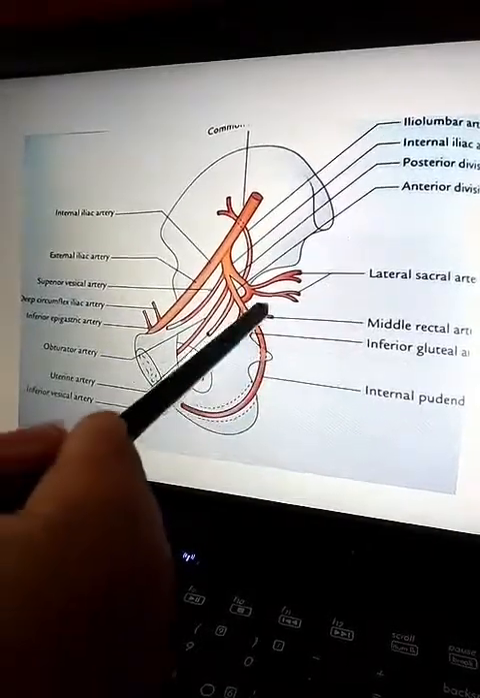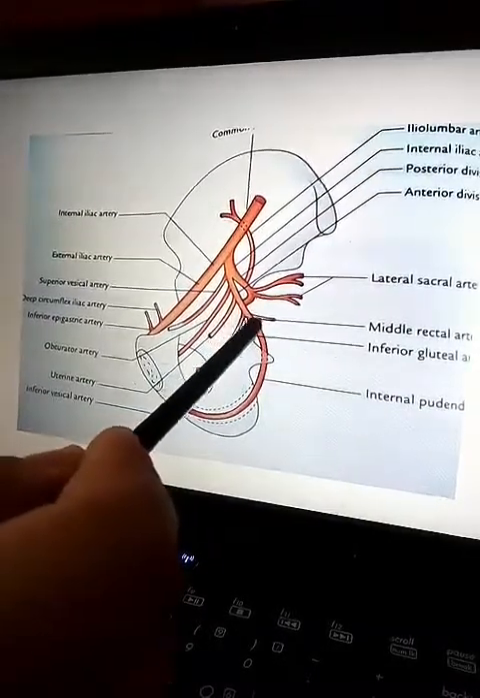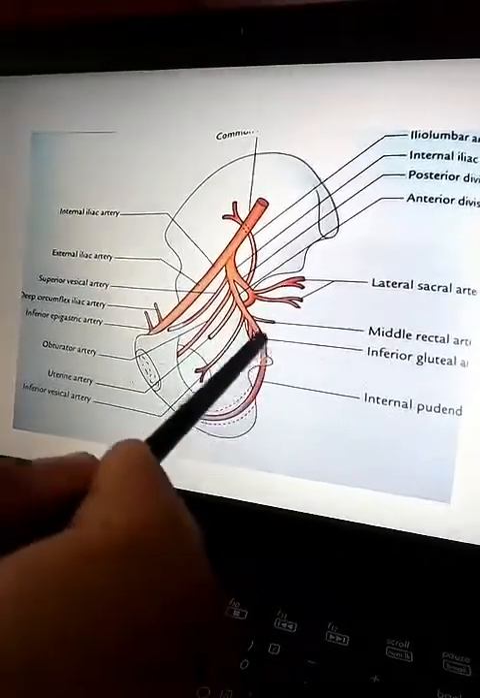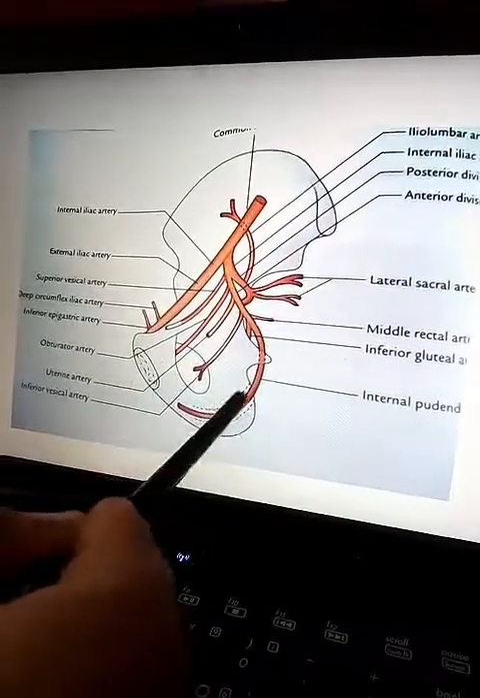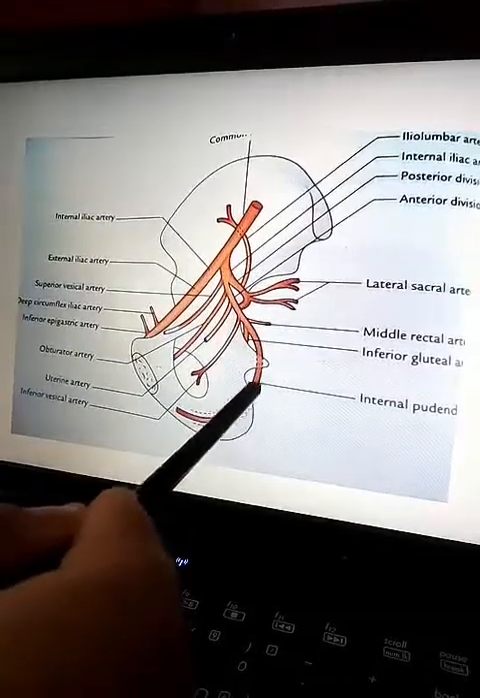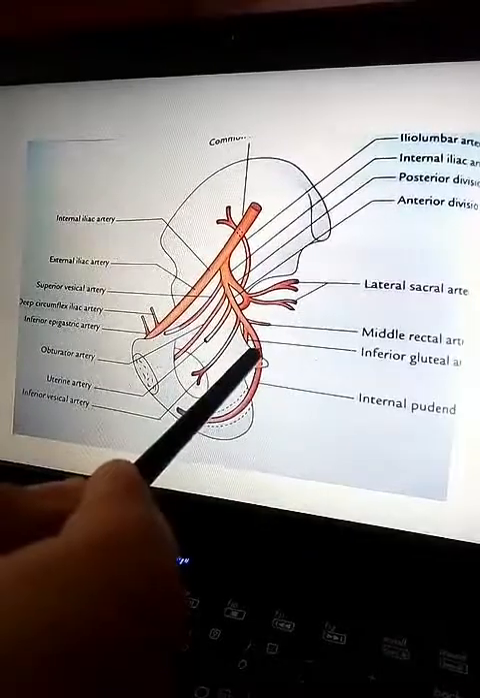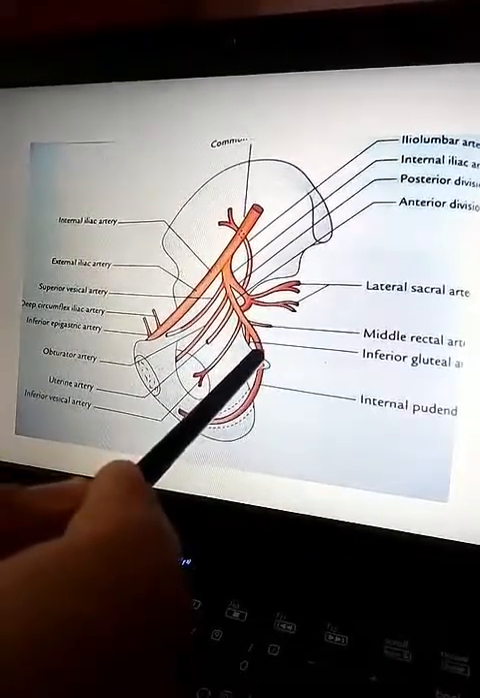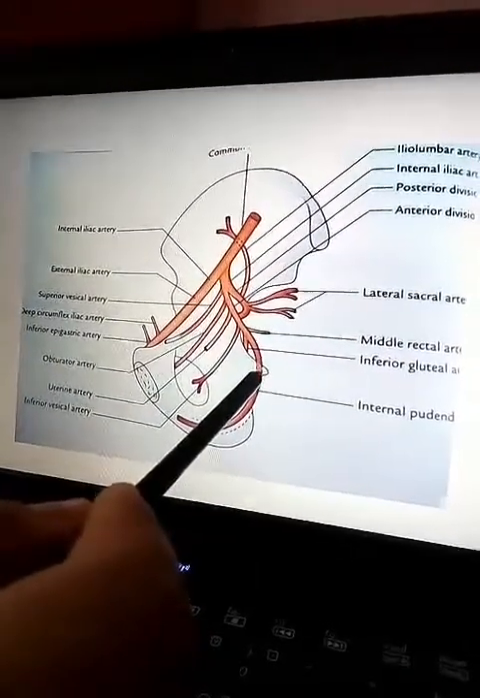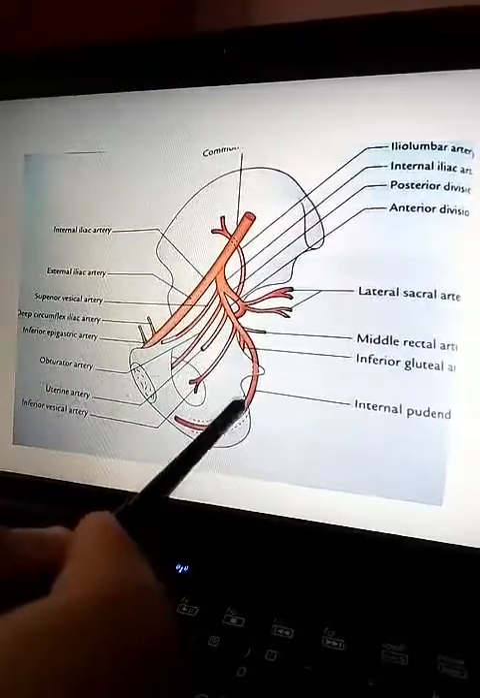Another branch is the middle rectal artery. It is a small branch which passes medially to the rectum. Another branch is the internal pudendal artery. This is the internal pudendal artery. It is the principal artery of the perineum. It leaves the pelvis through the greater sciatic foramen, passes over the posterior surface of the ischial spine and re-enters the perineum through the lesser sciatic foramen.